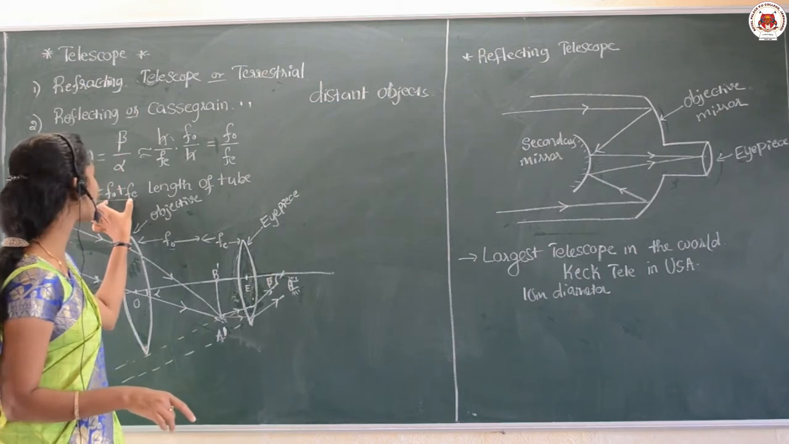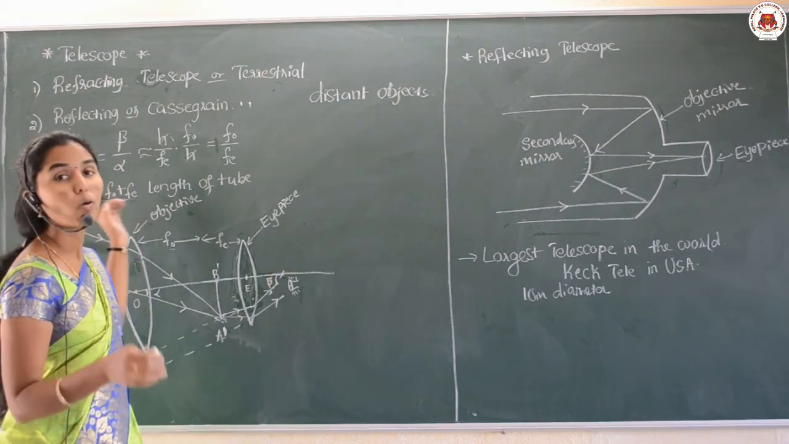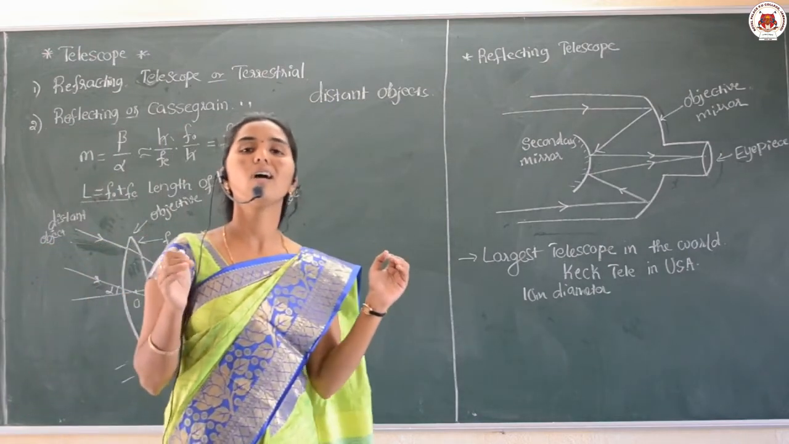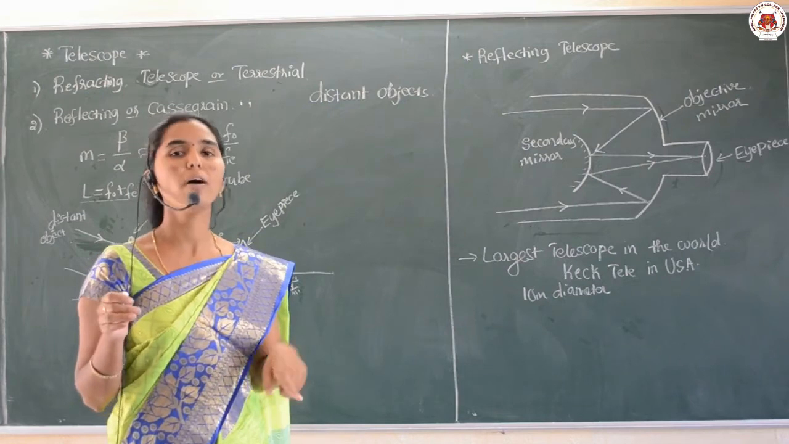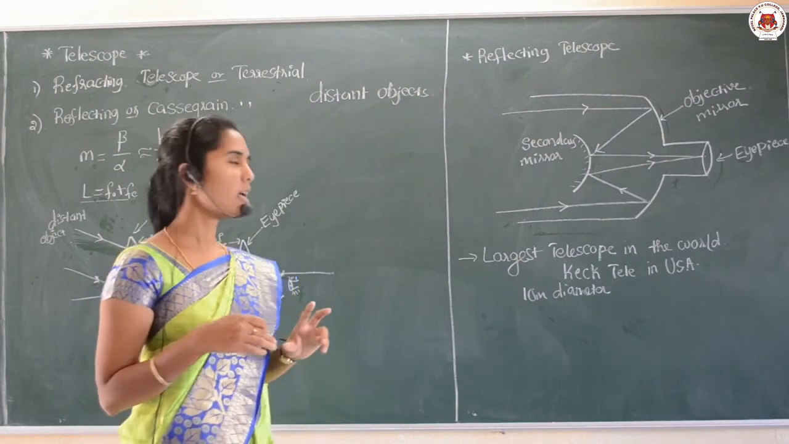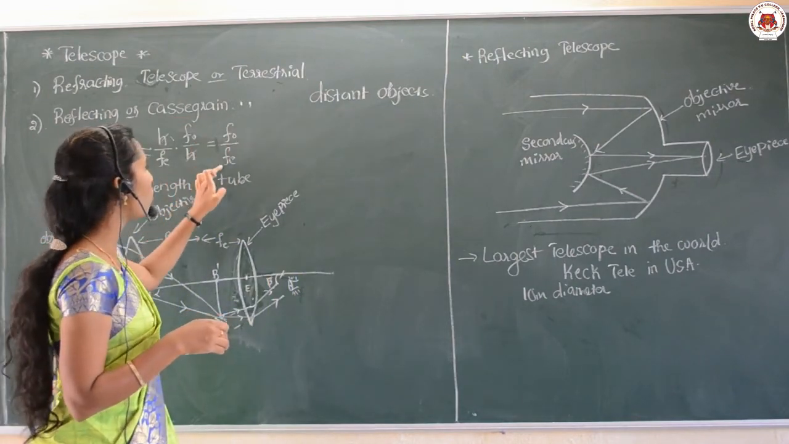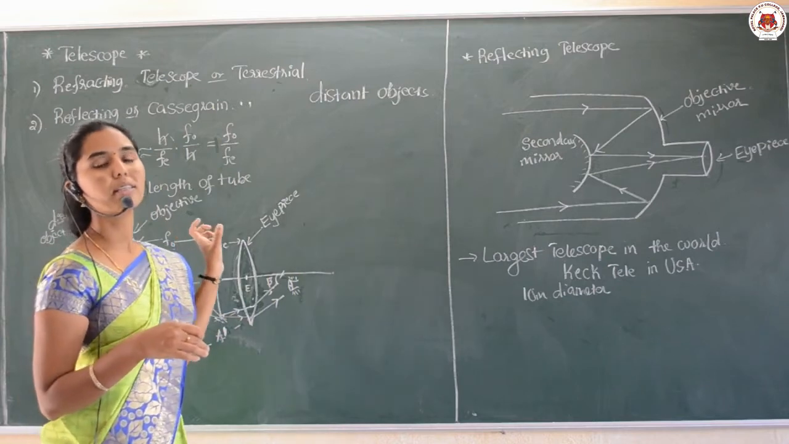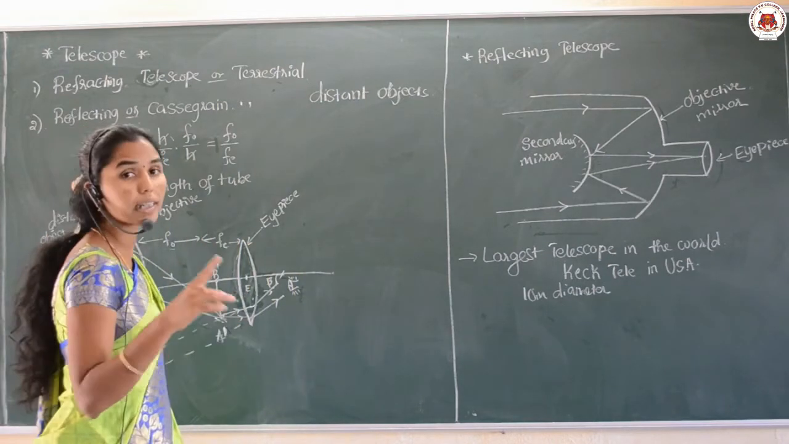If you take the sum of these two, that gives the length of the tube, which comprises the convex lenses, both in a compound microscope as well as in a refracting telescope. Yes, and that m can be given as fo upon fe. This indicates the magnifying power of the telescope.